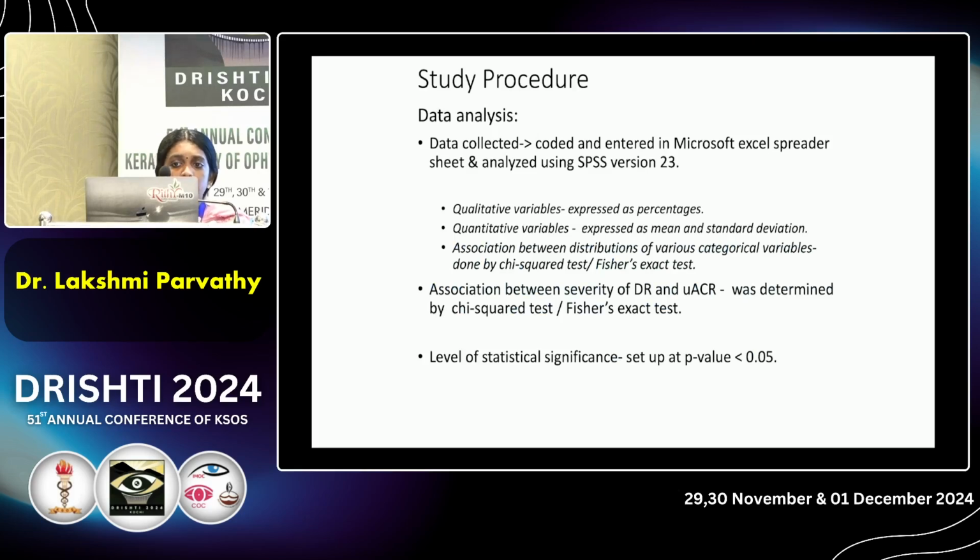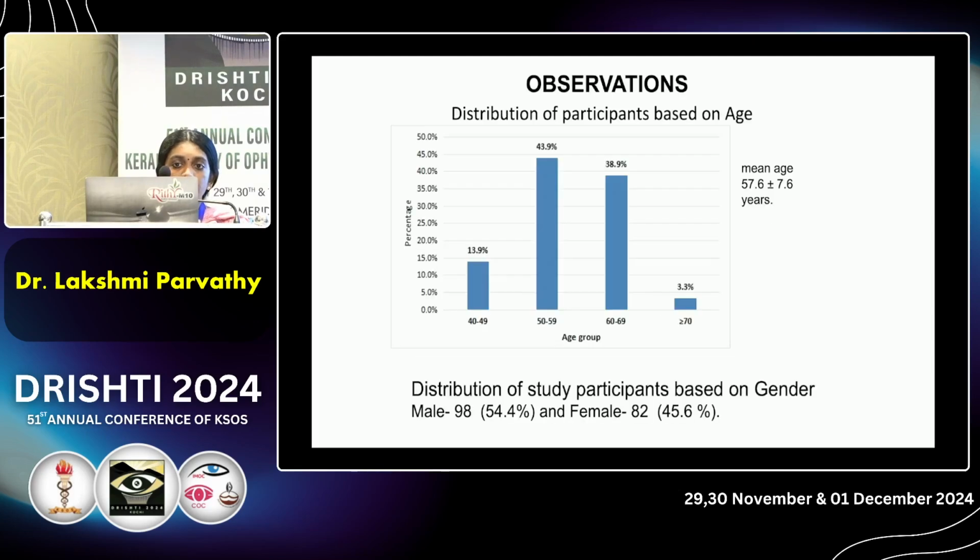The collected data were recorded in a Microsoft Excel spreadsheet and analyzed using SPSS version 23. Association between severity of diabetic retinopathy and UACR was determined by chi-square test or Fisher exact test, and the level of statistical significance was set at a p-value of less than 0.05.